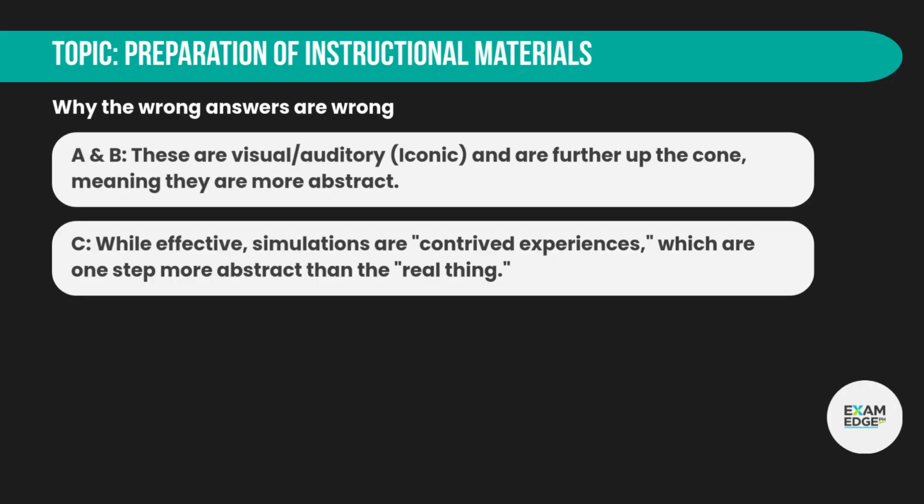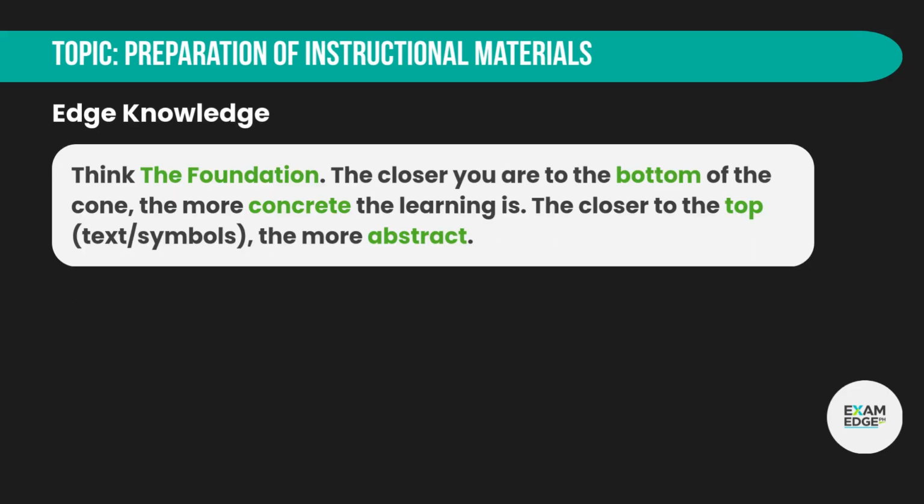Why the wrong answers are wrong? A and B. These are visual, auditory, iconic, and are further up the cone, meaning they are more abstract. C. While effective, simulations are contrived experiences, which are one step more abstract than the real thing. Edge knowledge. Think the foundation. The closer you are to the bottom of the cone, the more concrete the learning is. The closer to the top, text, symbols, the more abstract.